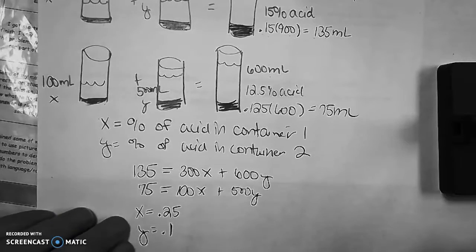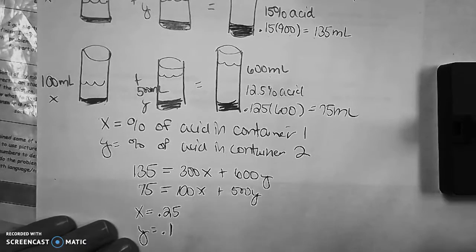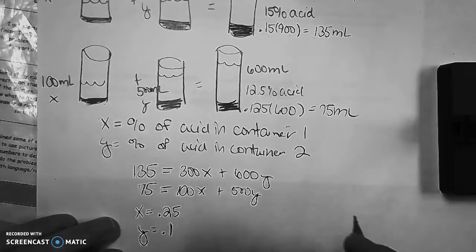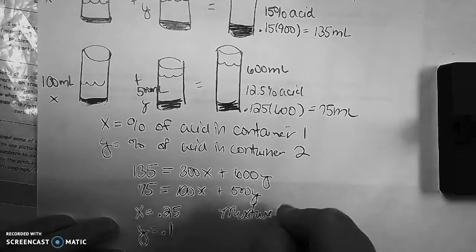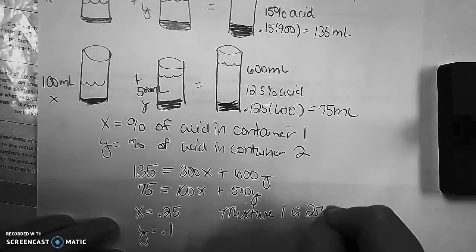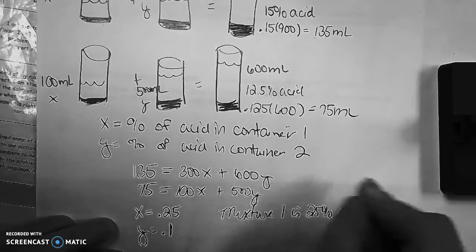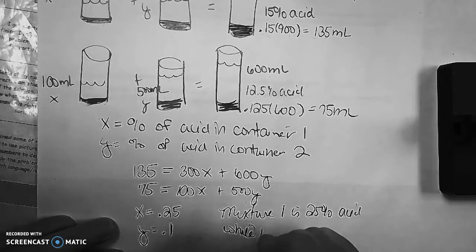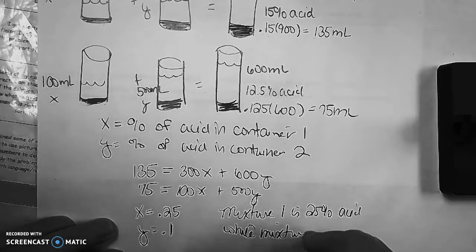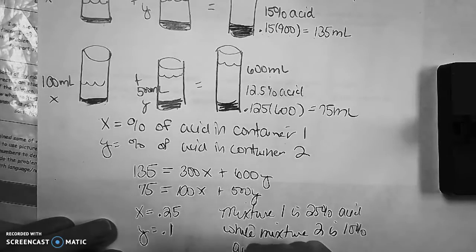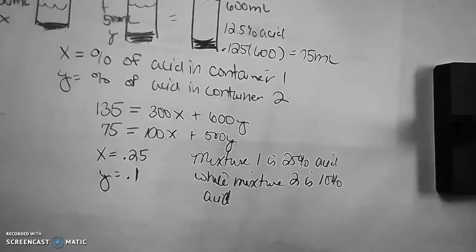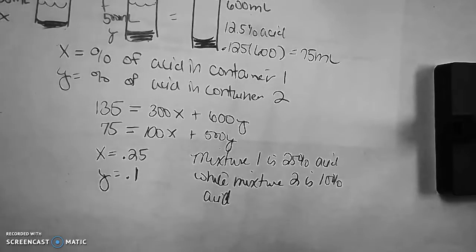I'll let you solve that, but when you do, you find X to be 0.25 and Y to be 0.1. So mixture 1 is 25% acid, while mixture 2 is 10% acid. That's what you've got going on there.